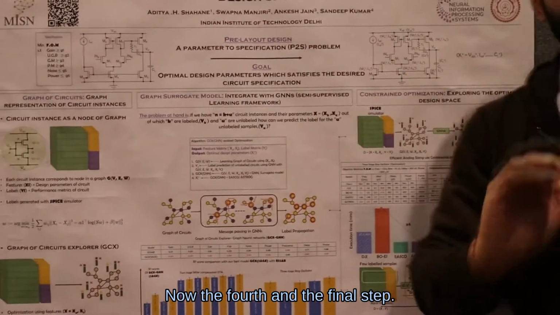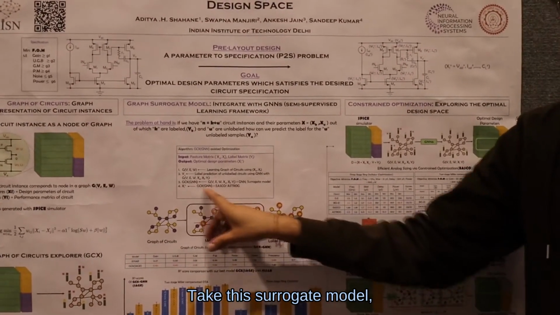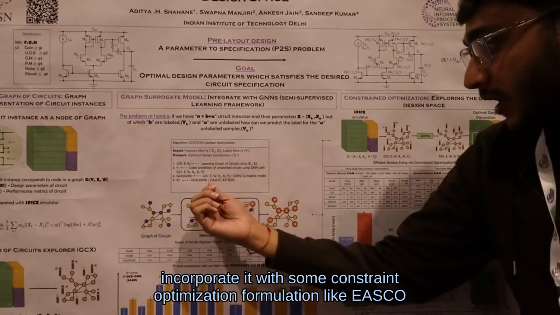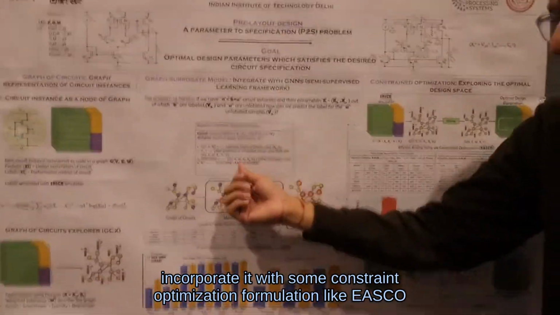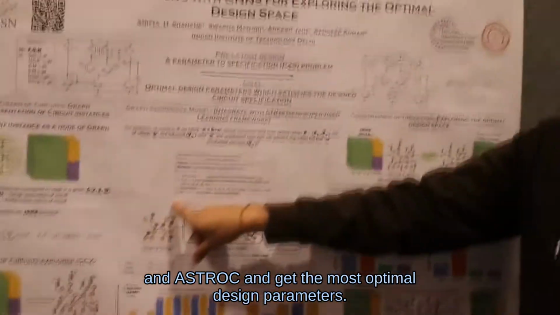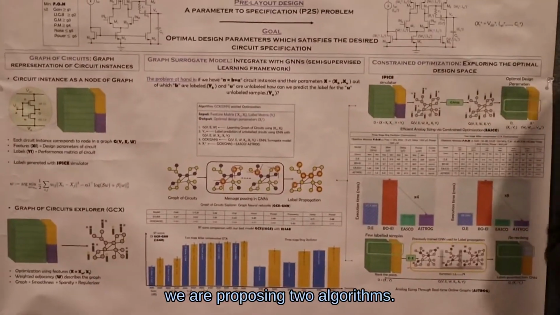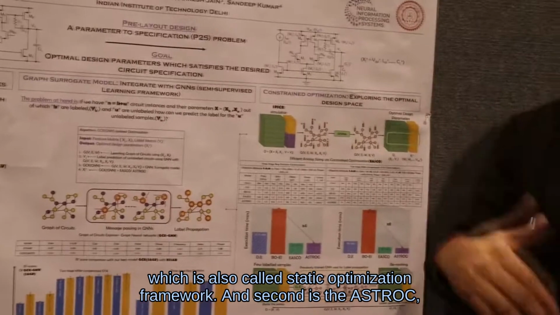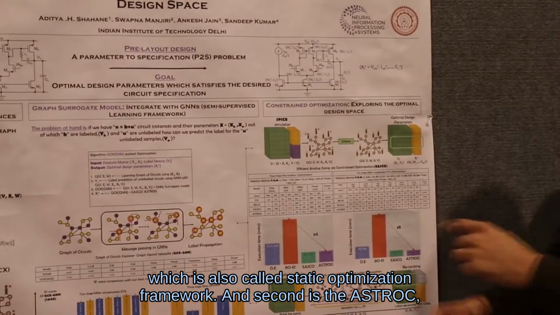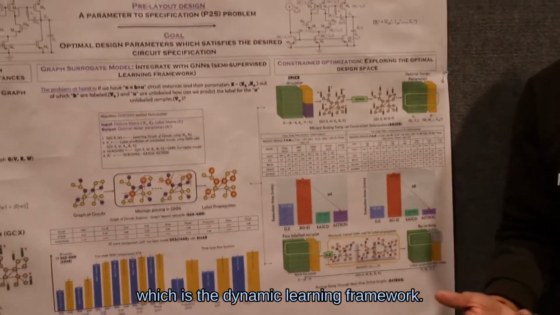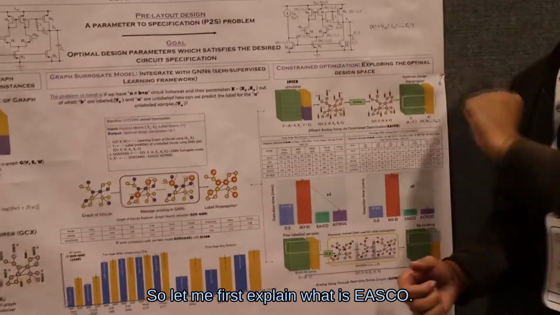Now, the fourth and the final step. Take this surrogate model, incorporate it with some constraint optimization formulation like EASCO and ASTROC, and get the most optimal design parameters. So here, for constraint optimization, we are proposing two algorithms. First is the EASCO, which is also called the static optimization framework, and second is the ASTROC, which is the dynamic learning framework. So let me first explain what is EASCO.